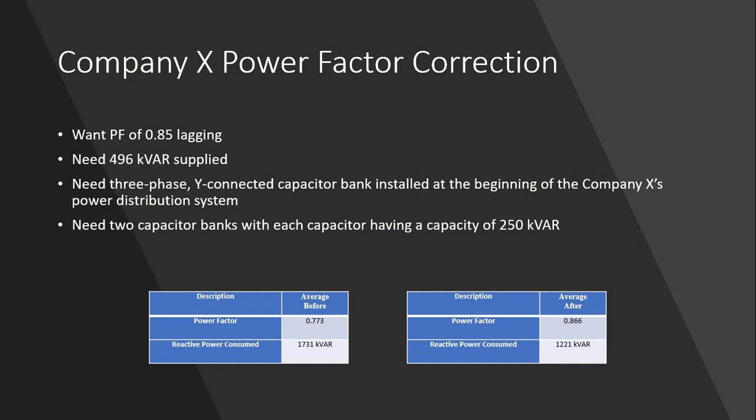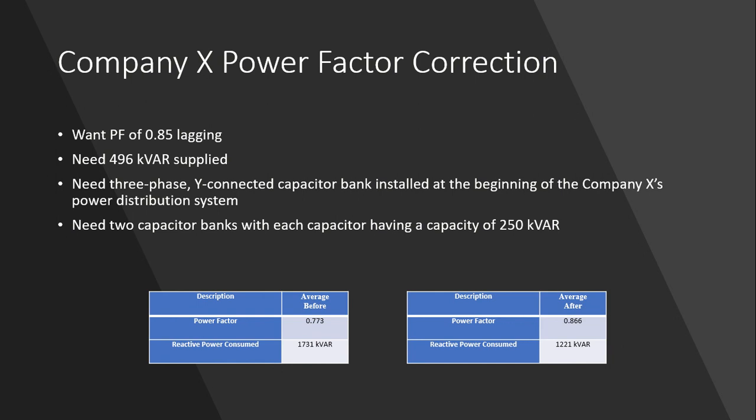They're actually going to need 2 capacitor banks because I could not find capacitors with a capacity of 500 kVAR divided by 3. So each capacitor bank would have a capacity of 250, and then each capacitor itself inside the 3-phase capacitor bank would have a capacity of 83.3, but again, you can't find a capacitor with that kind of capacity, so we rounded up to 85 to ensure that the power factor desired was met, and using the 85 kVAR capacity for each capacitor, that led to a 510 kVAR supply by the capacitor bank, which then increased the power factor to 0.866.